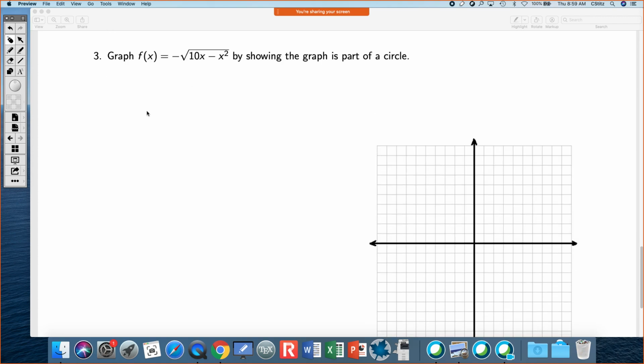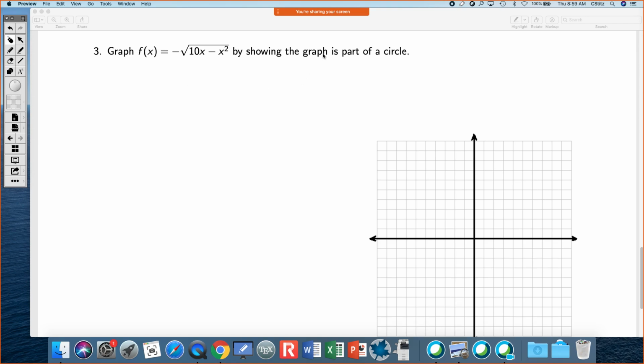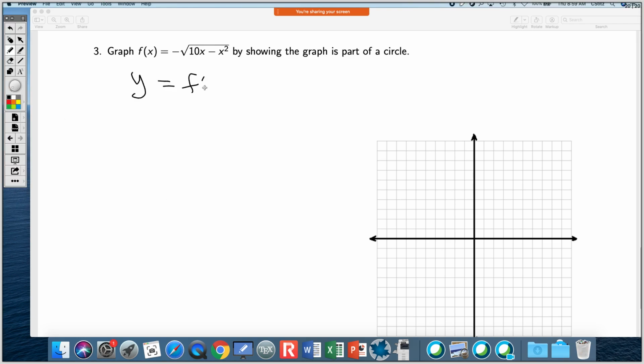And then number 3, that's like another one we did today, where you graph this by showing the graph as part of a circle. So once again, the key here is to write y equals f of x. Once again, you can check your answer on Desmos. Okay?